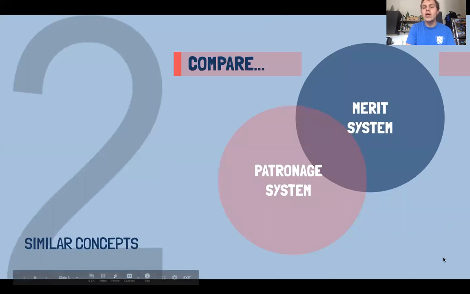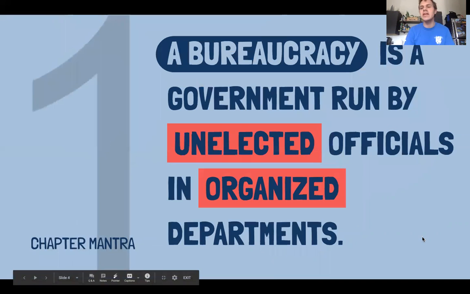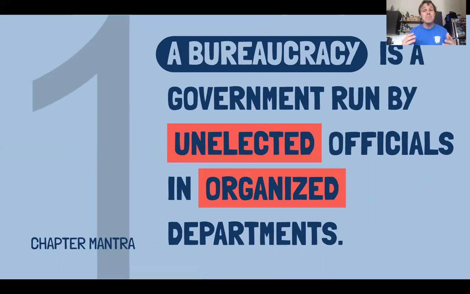That brings us to the 1 chapter mantra, the thing you should be repeating in your head over and over as you do your reading. Bureaucracy might be a new term for you. Even if you've heard it before, what does it actually mean? Well, I recommend for this chapter mantra, you're just going over this definition of what a bureaucracy is in your head over and over and over again. A bureaucracy is a government run by unelected officials in organized departments.